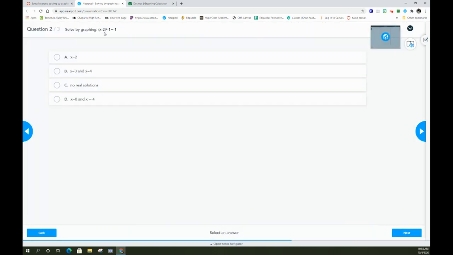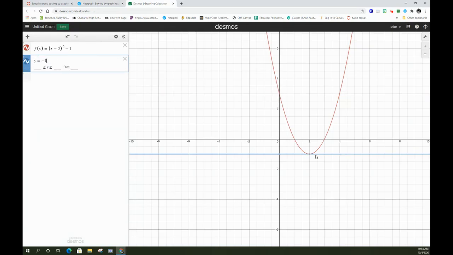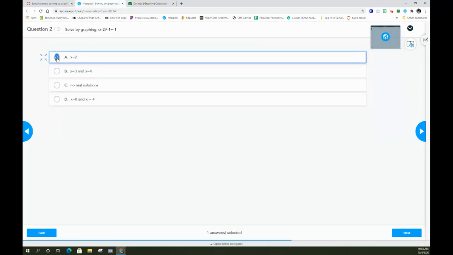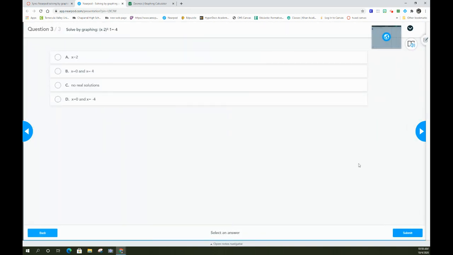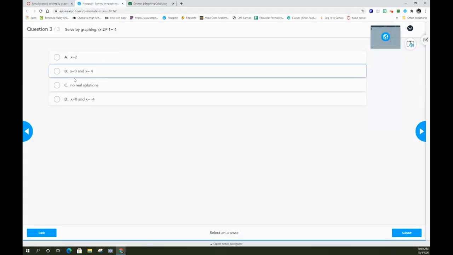Now it's the same graph, but I want to know when it equals -1. I come back over here, change y to -1, and you can see that it only touches once. That's the vertex, so that's when x is 2. The last question asks, when does it equal -4? I make it -4, and you can see here that it never crosses. So our answer would be no real solution.